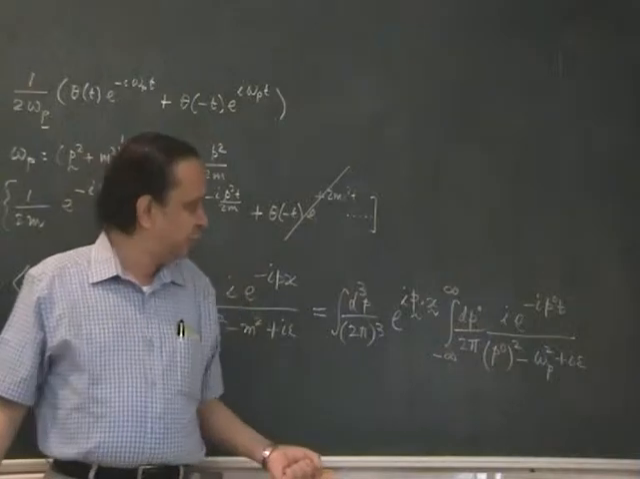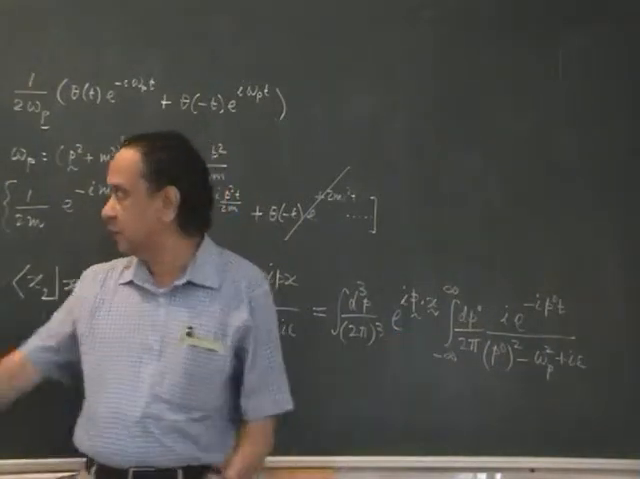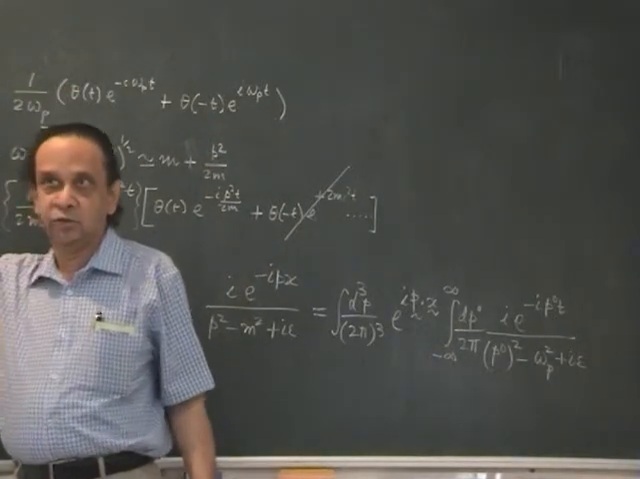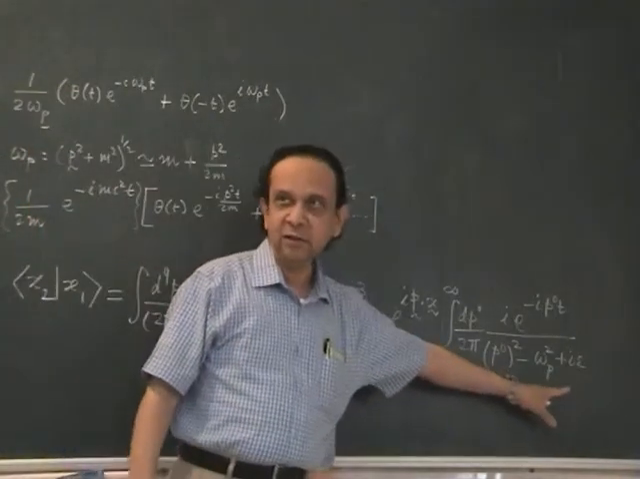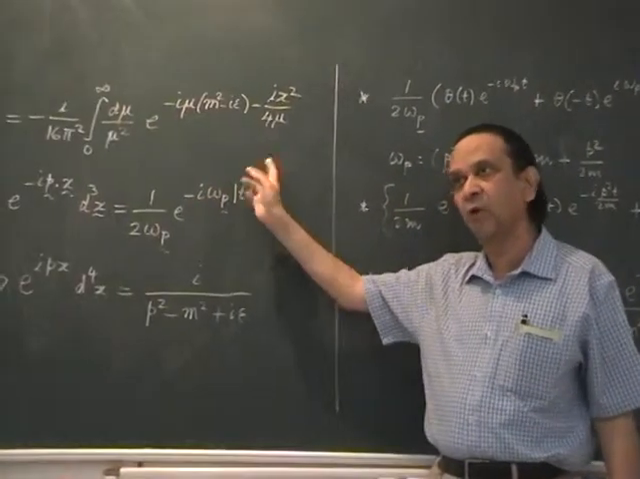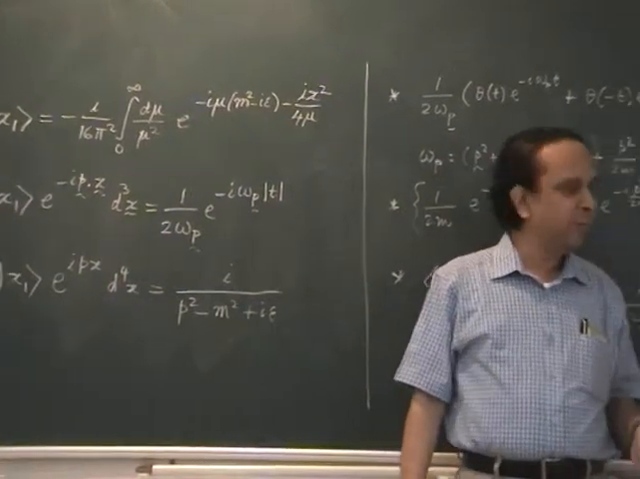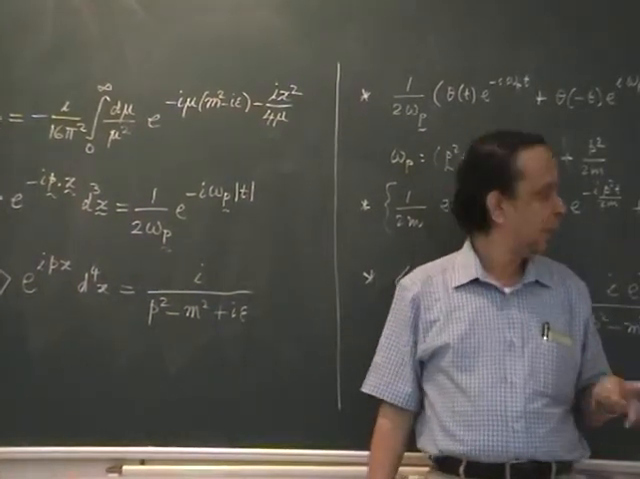Alright. Now what should I get? What remains is this d3p integral, which is exactly what we have done here. So this integral should give you an answer which is 1 upon 2 omega p e to the minus omega p modulus of p. So I will leave it to you to work it out. But there are a few important points which I want to stress.